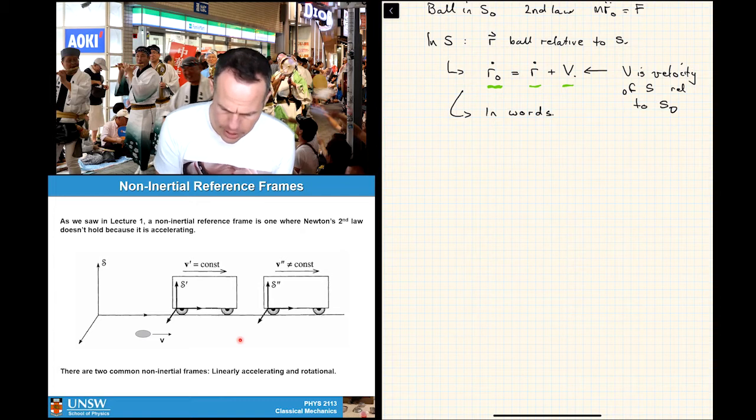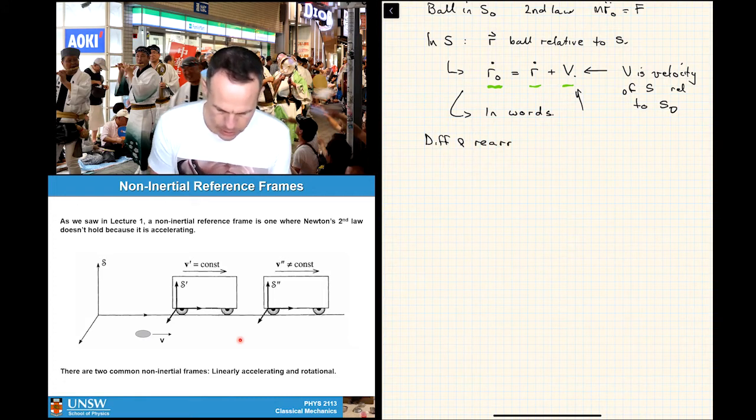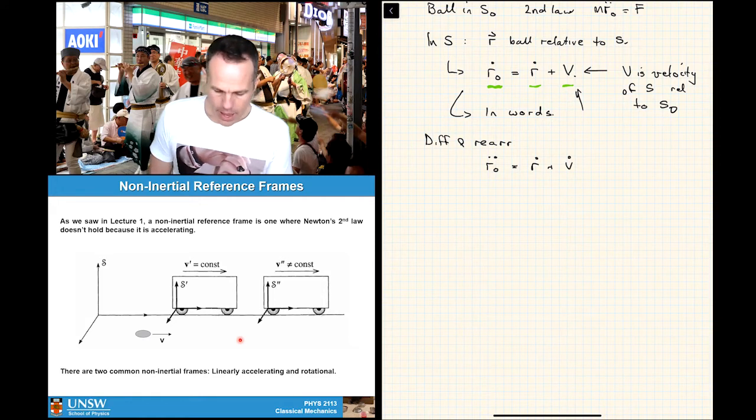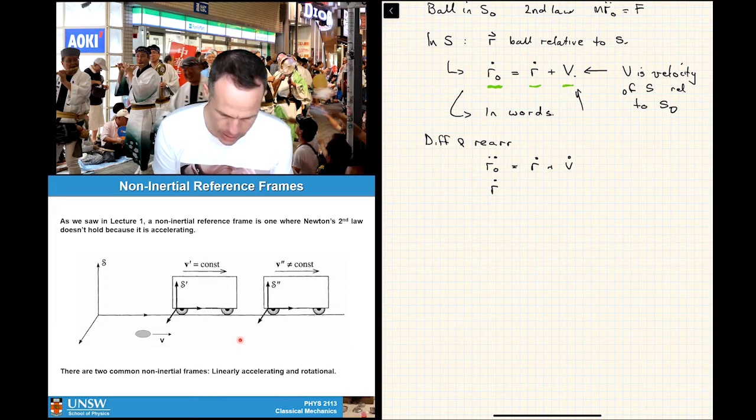We can take our expression up here and differentiate it and just rearrange the terms, right? If we take the time derivative, we're going to get r naught double dot is equal to r double dot plus v dot. And of course, v dot is going to be a, and we can make r the subject. So this will now become r double dot is equal to r naught double dot minus a, like so.